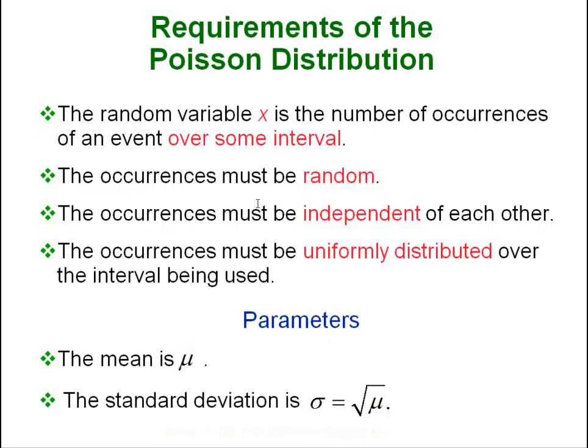Or if you were going to do it over a week, you couldn't do this if it was more likely to see hybrid vehicles on the weekend versus during the week. So it needs to be uniformly distributed. It should be equally likely that a hybrid vehicle would travel through that intersection at any given point in time, for the example that we're talking about. The mean is very simply just mu, and the standard deviation is really simply just the square root of mu.